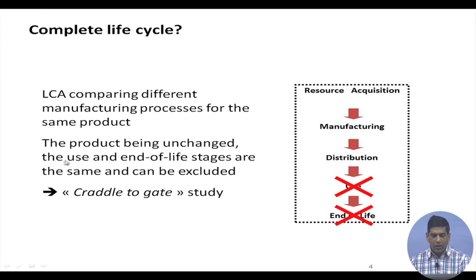So here the product is unchanged. So LCA here compares different manufacturing processes for the same product. The product being unchanged, the use and end of life stages are the same and can be excluded. If use and end of life can be excluded, then it becomes a cradle to gate study. So that's where you are only going from the cradle to the gate, and you are not looking at the use phase or the disposal phase.